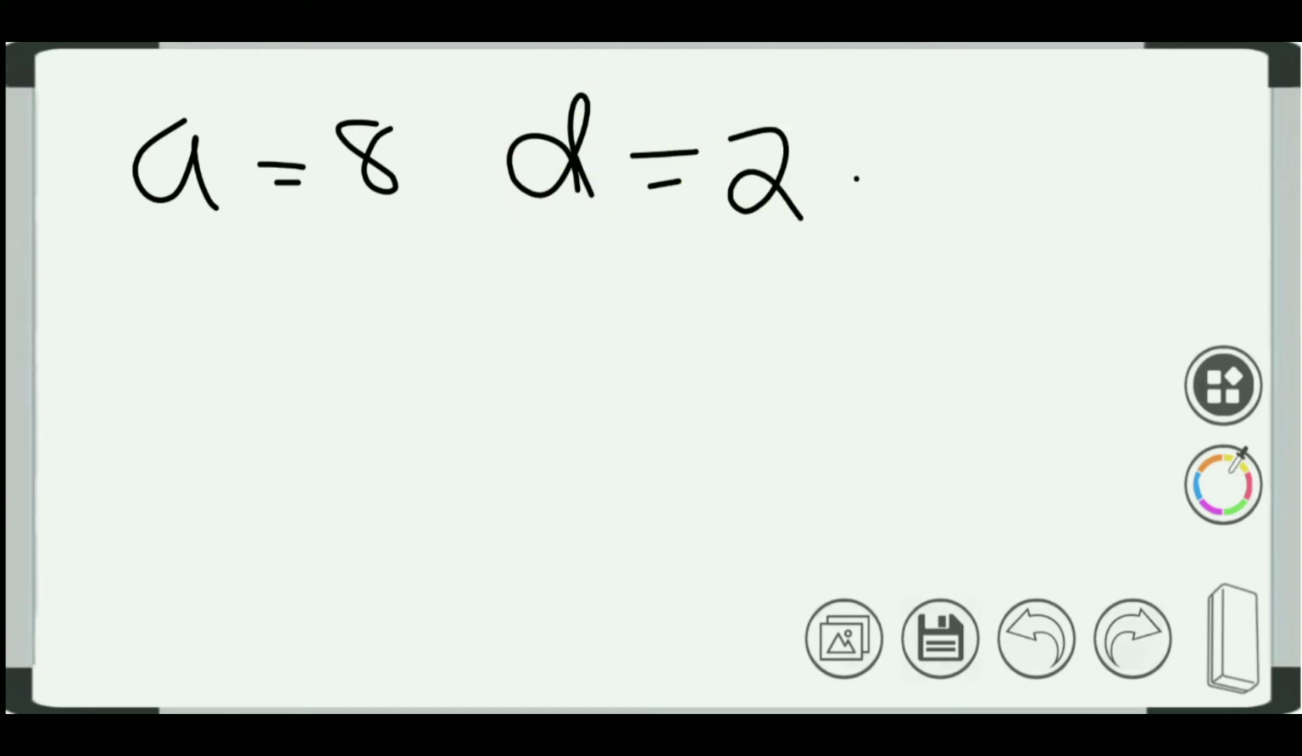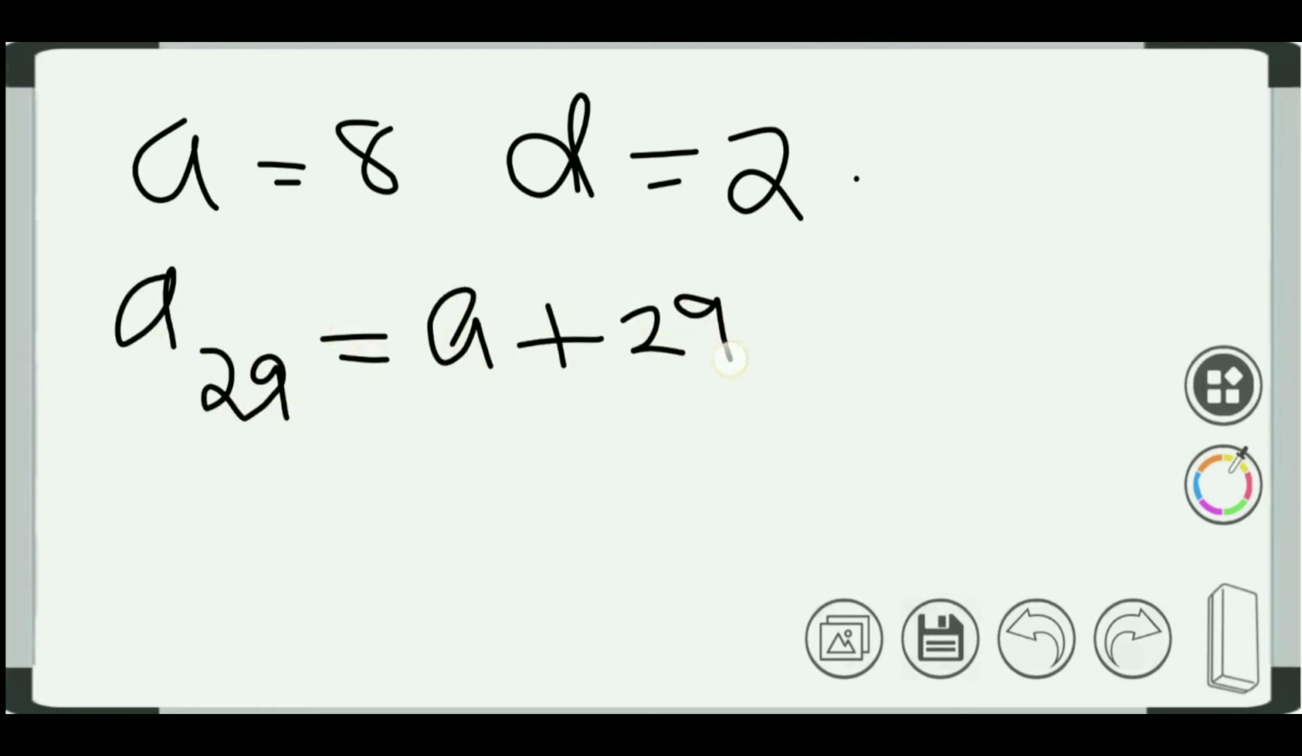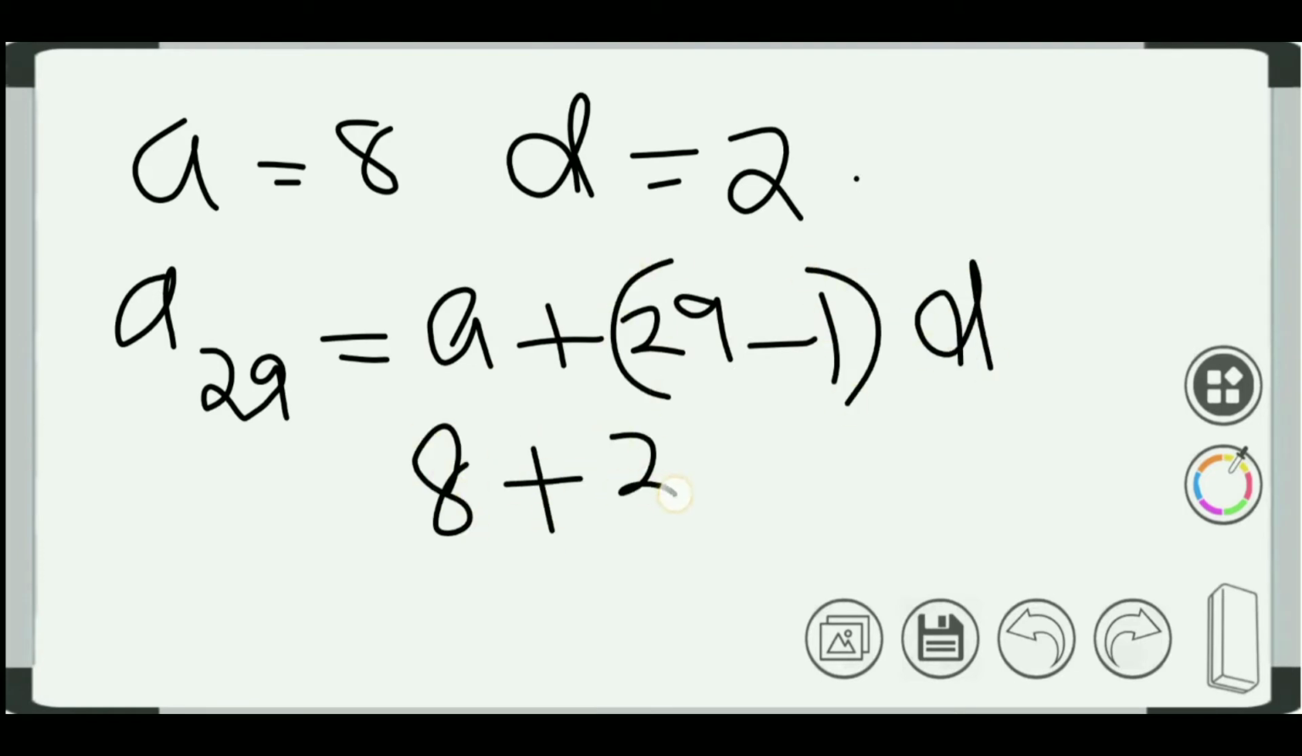Now what you need to find in the question? They have told we need to find the 29th term. So A29 is equal to a plus 29 minus 1 into d. What is a? 8. 8 plus 29 minus 1, 28, into d is 2.